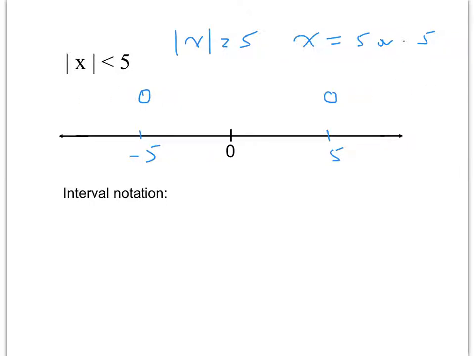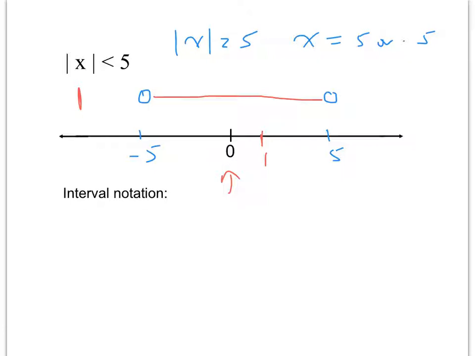All we're going to do is throw in any point that's not a critical point. Let's, for example, choose the point x equals 1. The easiest one is actually x equals 0. But right now, let's try x equals 1. If I throw in x equals 1 right here, the absolute value of 1 is 1. Is 1 less than 5? Yes, it is. So I already know my answer is going to be in between.